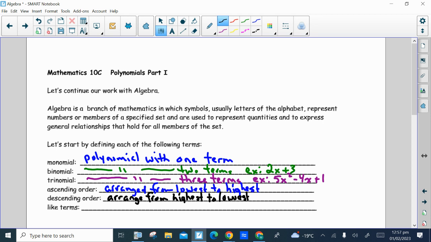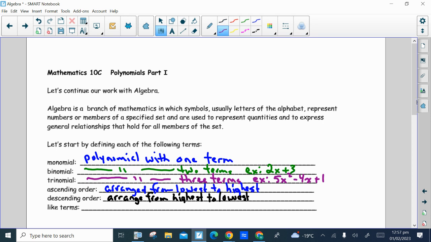So if we look at this example I wrote for the trinomial, there are three terms there. The first term is 5x squared. The power on the x is 2. That's the highest power for this polynomial. The next highest power after power 2 would be power 1, which the middle term is x to the power 1. And the last term doesn't have an x at all. So that polynomial is written in descending order of power. And normally that's how we write our polynomials.